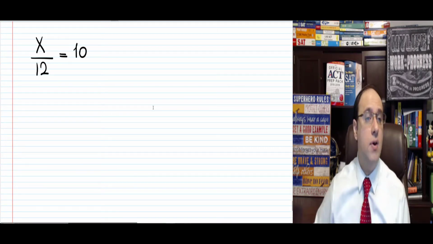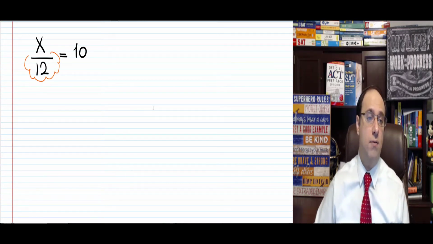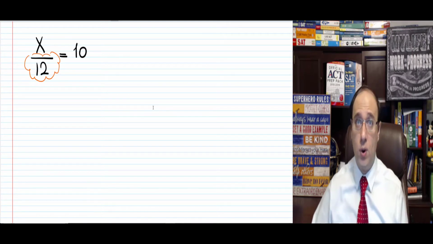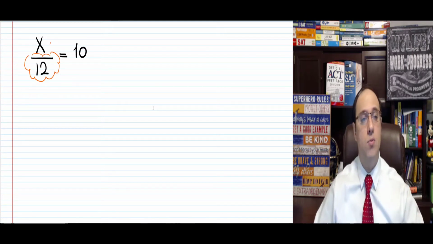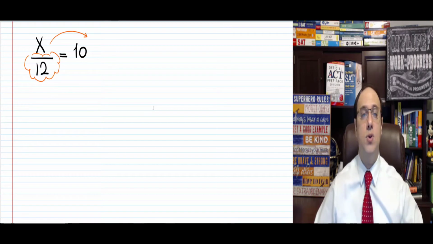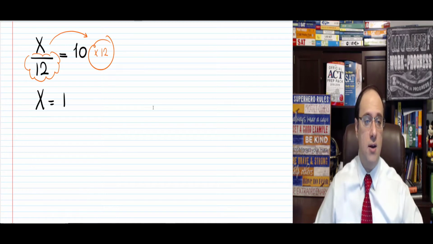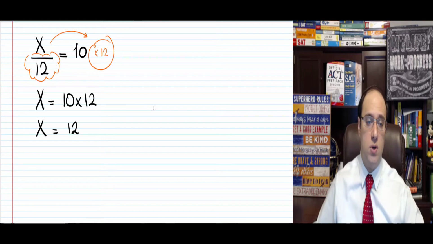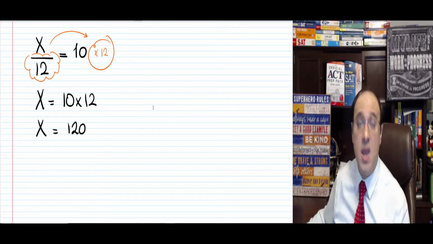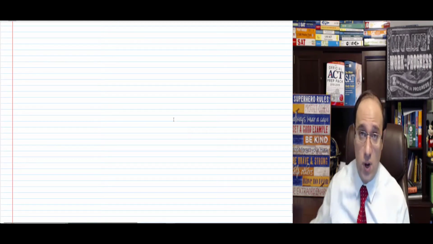X over 12 means x divided by 12. We need to get rid of the over 12, or the divided by 12. Move it to the other side of the equal sign. It changes into times 12, making x equal 10 times 12. x equals 120.